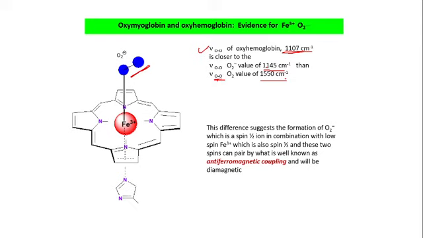1550. This difference suggests the formation of O2⁻, which is a spin half ion, in combination with the low spin Fe3+. Why is this oxygenated Fe in the 3+ state? It is in combination with the low spin because oxygen is a strong ligand, and so this Fe3+ has a low spin, which is also spin half, and these two spins can pair, well known as antiferromagnetic coupling, and it will be diamagnetic.